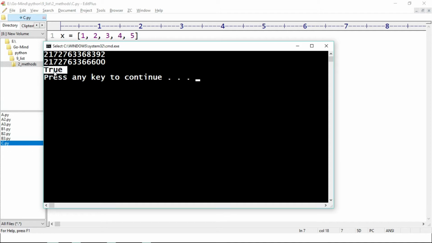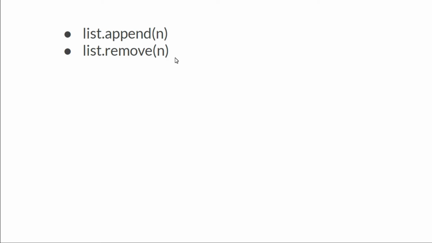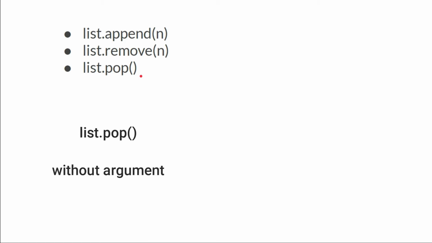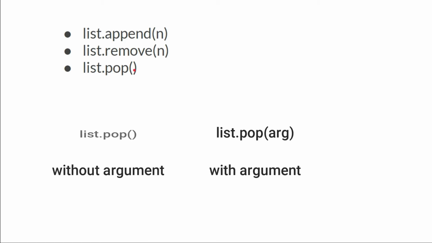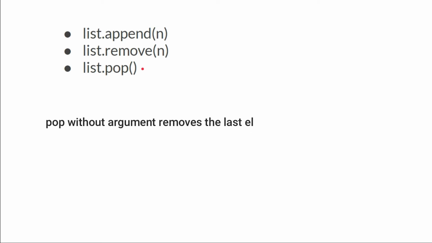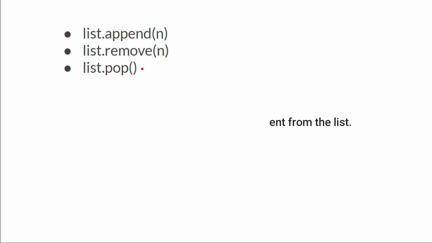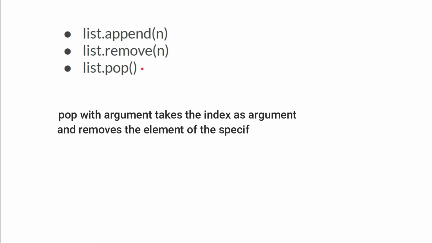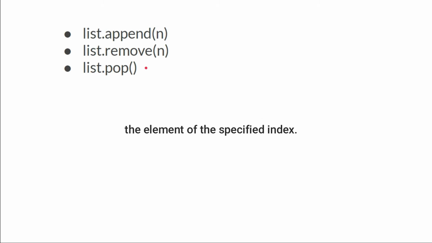Okay, so now let's jump to our next method. The next method is pop. We actually have two versions of pop, one without argument and another with one argument. So pop without argument removes the last element from the list, and pop with argument takes the index as argument and removes the element at the specified index. So let's see.